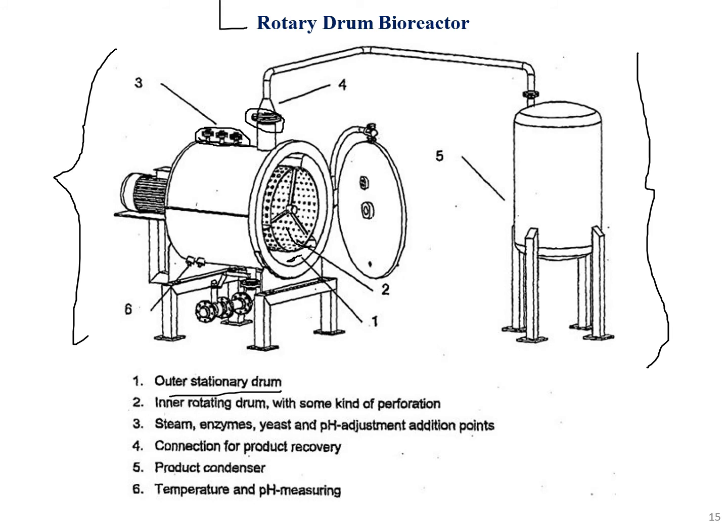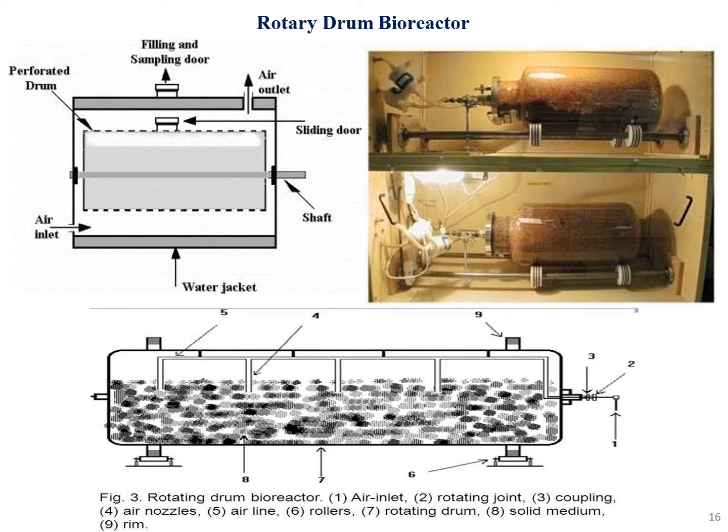And the fifth part is the product condenser. This is the product condenser part, PC. And the sixth part, which is the last part, is the temperature and pH measuring. These are two probes for measurement of temperature and pH. So this is a better picture of a rotary drum, as you can see in real life. This is a picture of a rotary drum bioreactor.